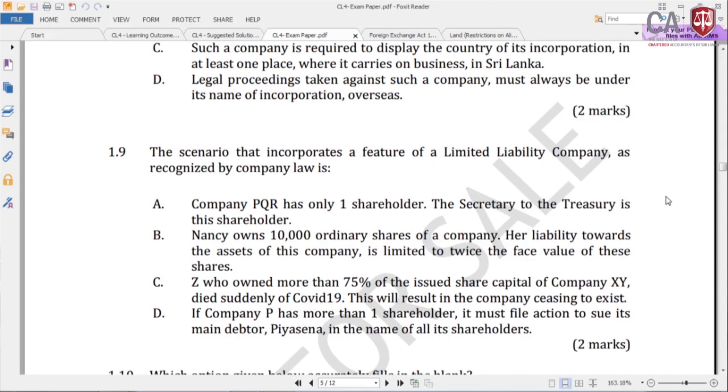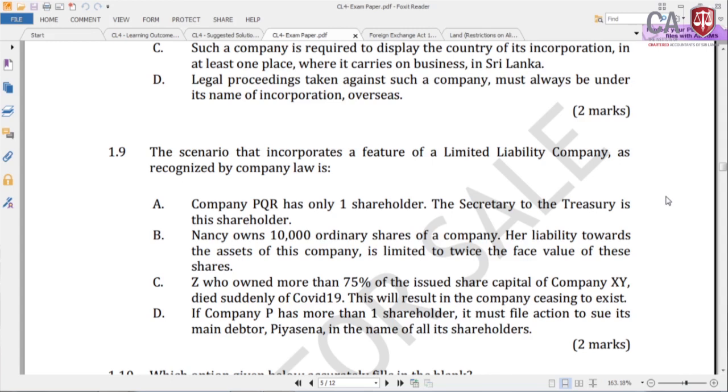Now, A says company PQR has only one shareholder, the secretary to the treasury. If the company is a public limited company, it can have one shareholder and that shareholder can be the treasury. That is possible.